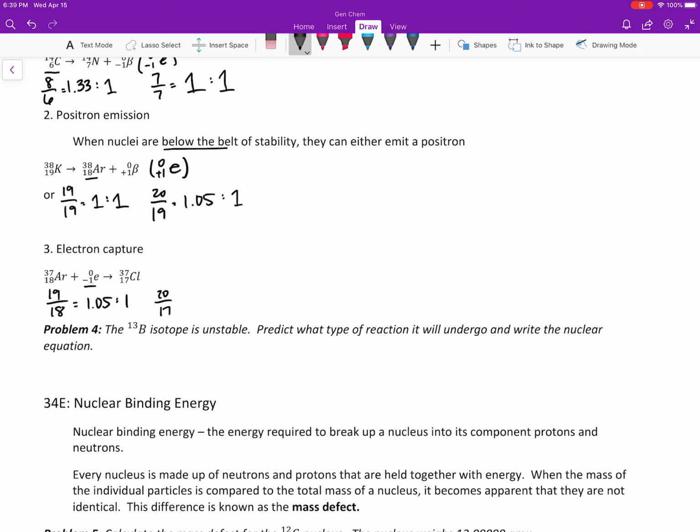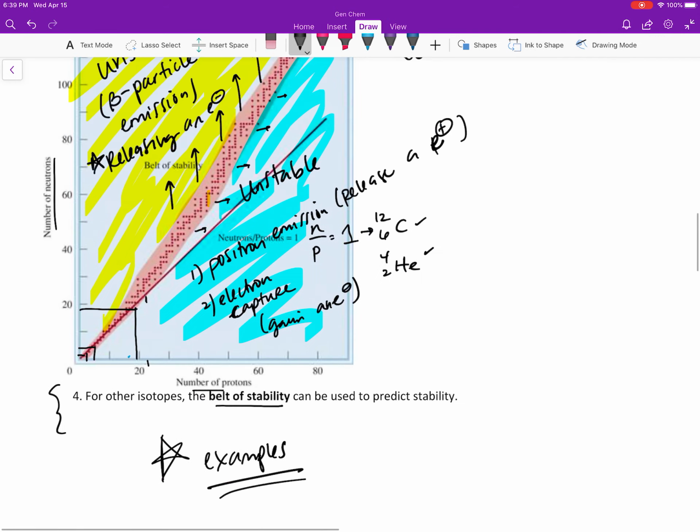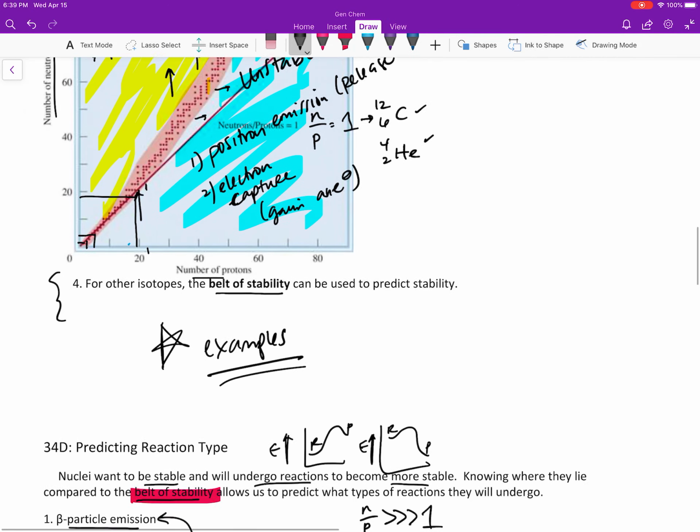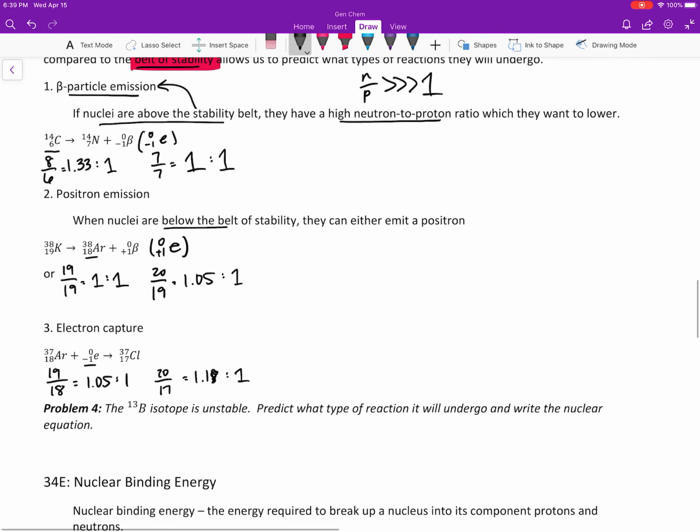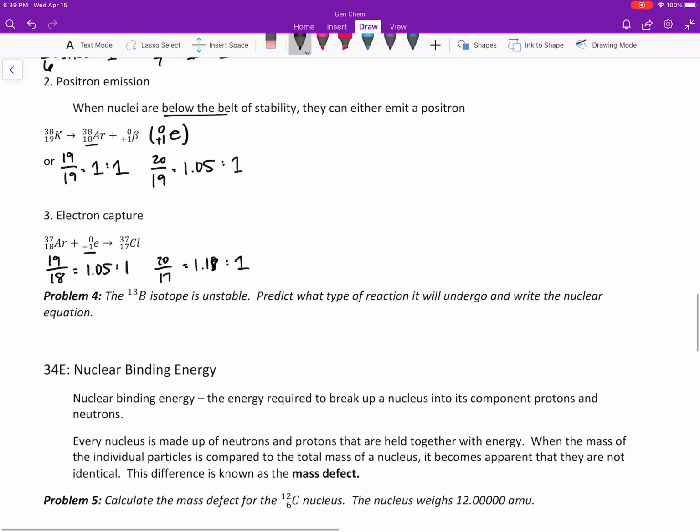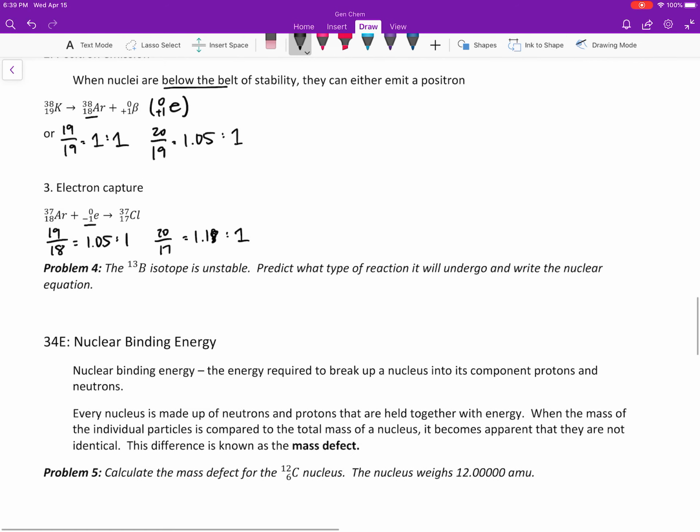Now, it's going to form chlorine. The mass number remains unchanged. The atomic number is going to go down. And so then we end up with a ratio of 20 divided by 17, which gives us a higher value of 1.18 to 1. So it would go up into the band of stability. So that's just showing you how the ratio changes.